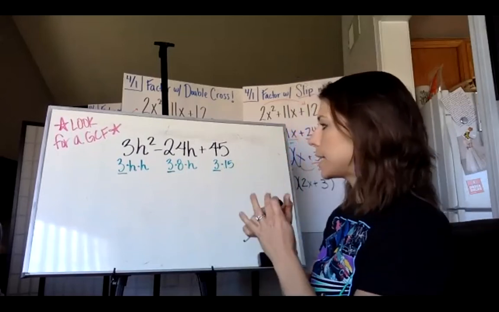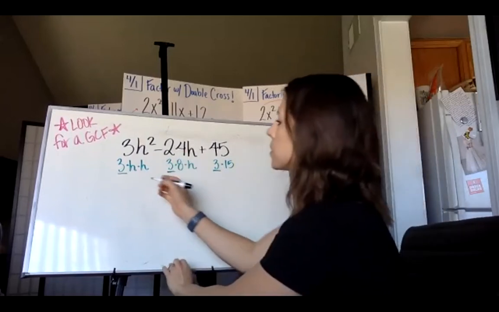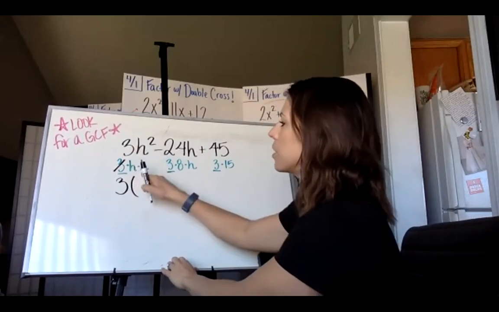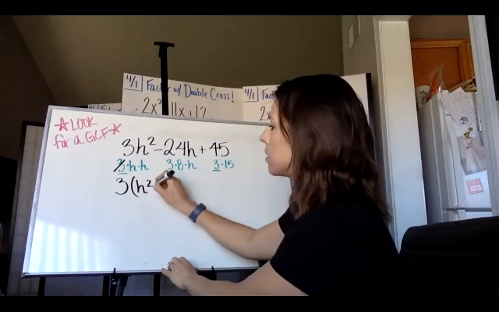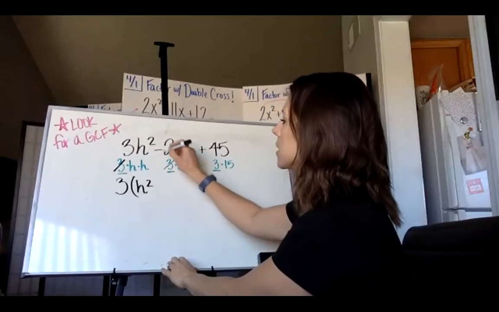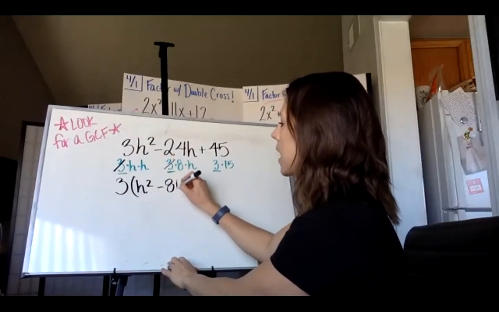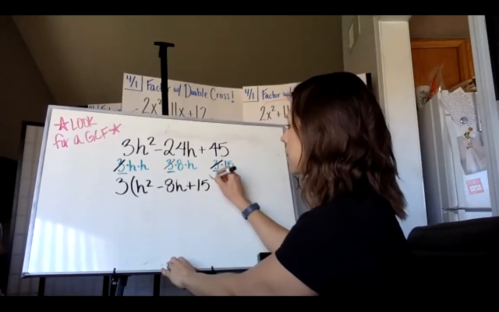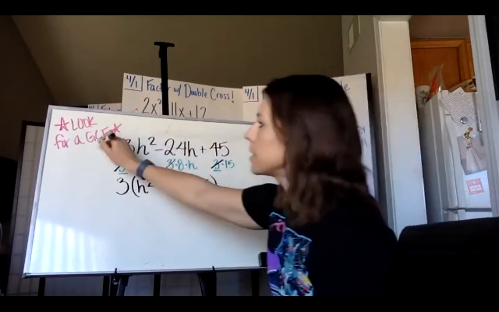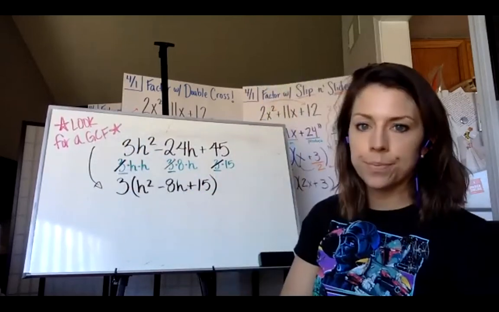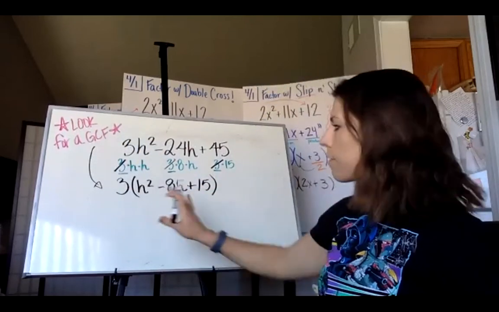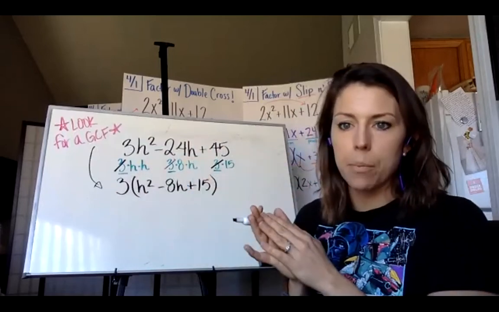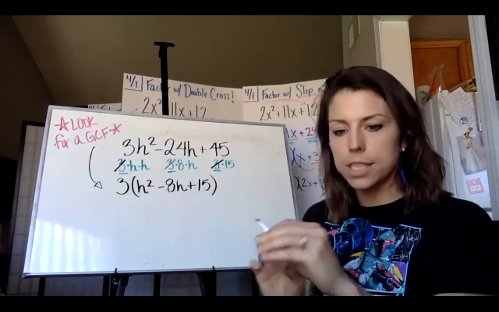So I'm going to start by taking out 3 from all 3 terms. That means I'm left with 3 times, when I take out 3 in the first term, that leaves me with h squared. When I take out 3 in the second term, that leaves me with a minus 8h. And when I take out 3 in the last term, that leaves me with a positive 15. So that was GCF factoring. But here's the thing. If I take this and I put that into IXL, IXL will say that I'm wrong because I'm not fully done factoring.